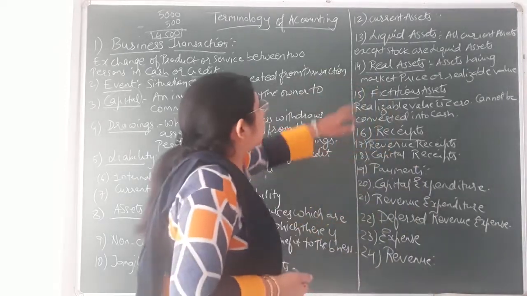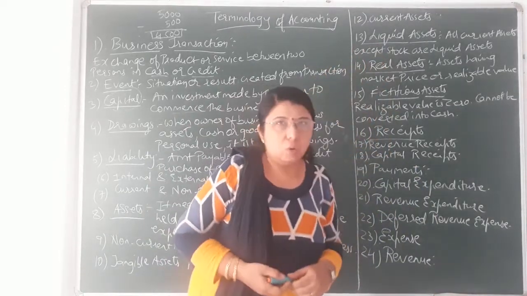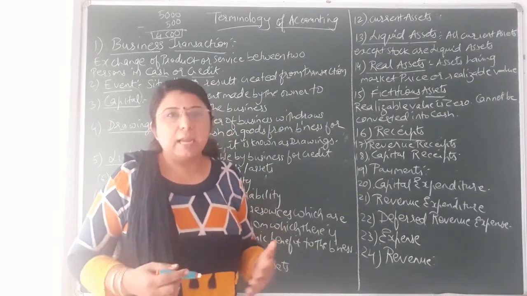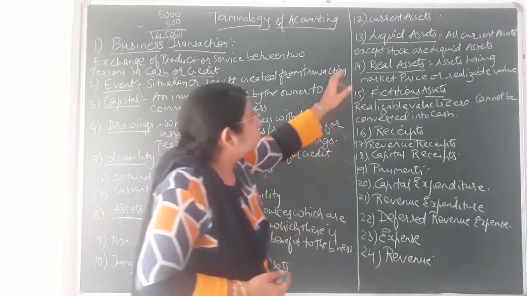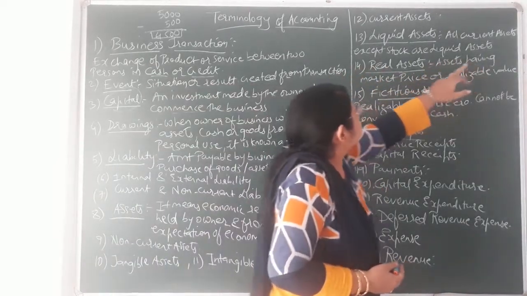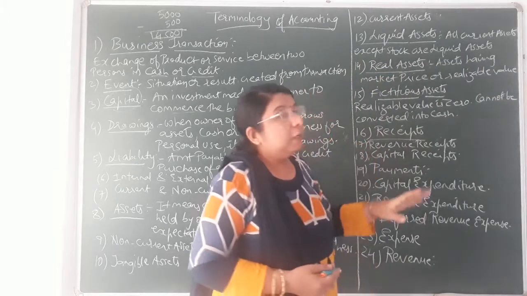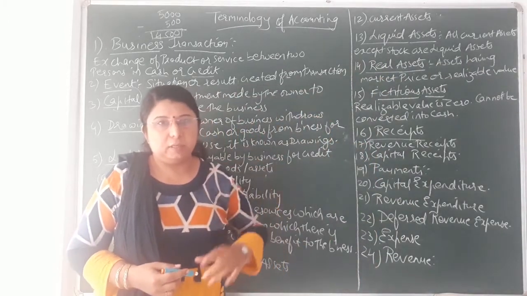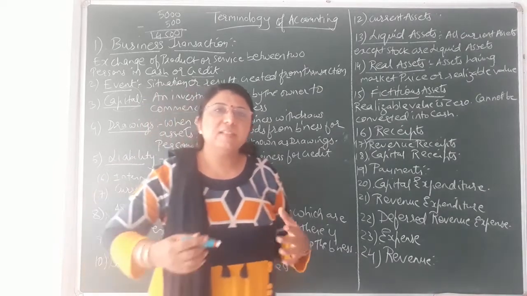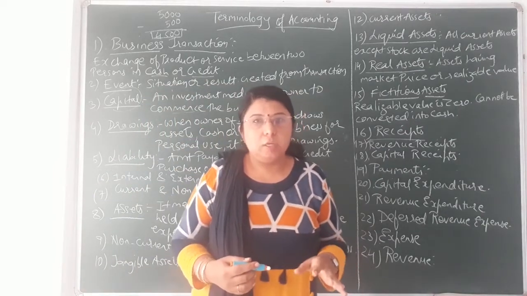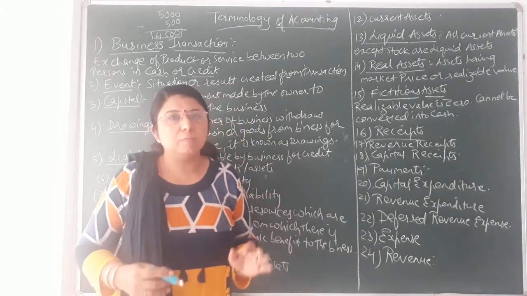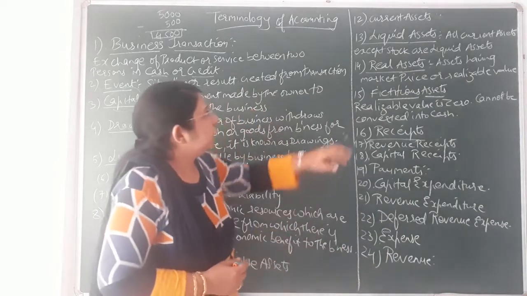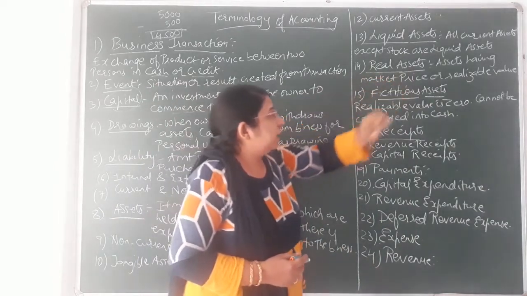Okay, next one comes, that is liquid assets. We have understood current assets, non-current assets, current liability, non-current liability. Now what is liquid assets? All current assets except stock are liquid assets. Now liquid asset is a part of current assets. In current assets, whatever assets are coming except stock, all other assets except stock are included in liquid assets. Okay, next one comes, that is real assets.